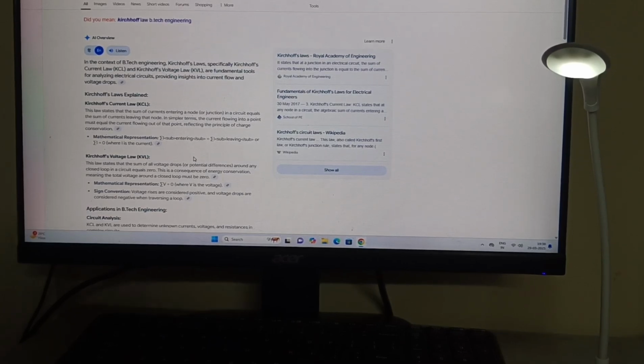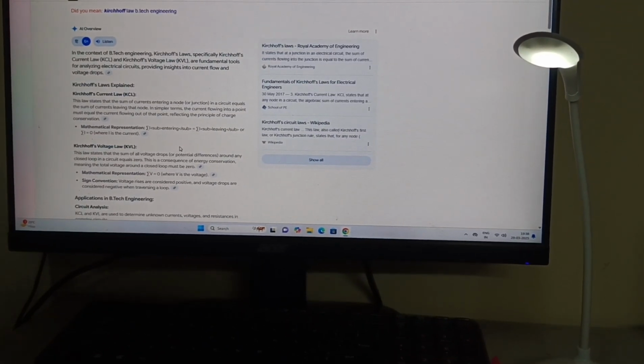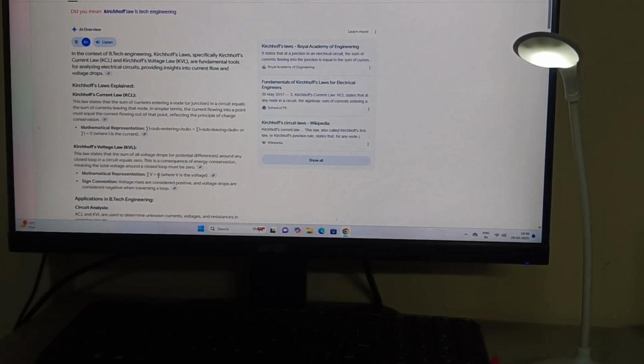And the second law is KVL, that is Kirchhoff's voltage law. This law states that the sum of all voltage drops or potential differences around any closed loop in the circuit equals 0. This is a consequence of energy conservation, meaning the total voltage around the closed loop must be 0. Got it? And this is how we represent it mathematically: summation of V is equal to 0. Sign convention: voltage rises are considered positive and voltage drops are considered negative.